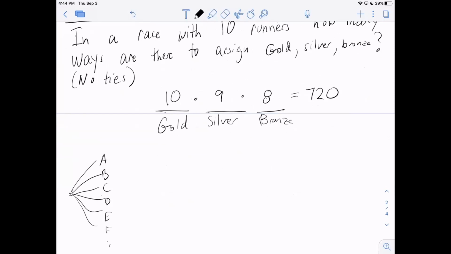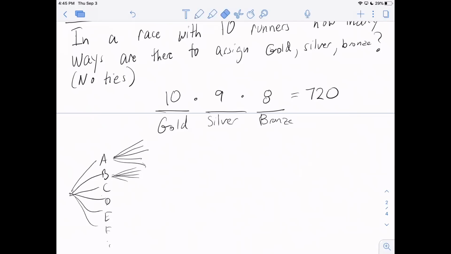And then for the silver, if Alice got gold, then there's going to be 9 runners left over. The actual labels on the branches will be different, but the number of branches you can make after you already pick the gold is always going to be 9 choices left over. So you still take advantage of that tree structure. Very good. Okay.